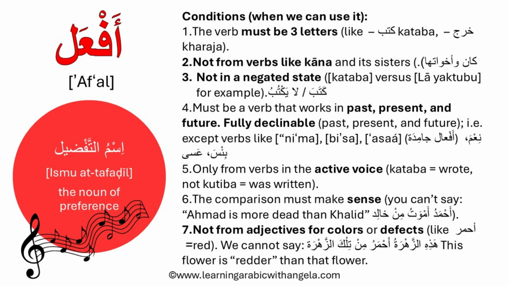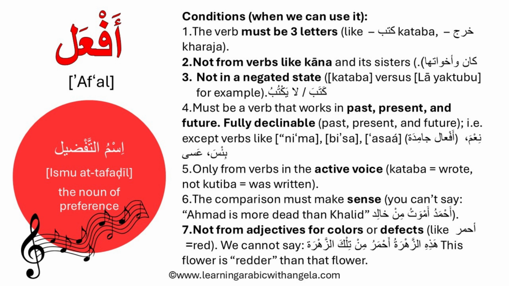The verb that the pattern أفعل comes from, or the comparative superlative adjective that comes from, should be 3 letters, as we discussed before. For example, كتب, خرج, كبر, etc. It cannot be formed from verbs like, for example, كان and sisters, auxiliary verbs. That wouldn't make any sense. You can't say someone is more being or more was or something. That wouldn't make sense. Cannot be formed from the negative. You cannot compare based on the negative.